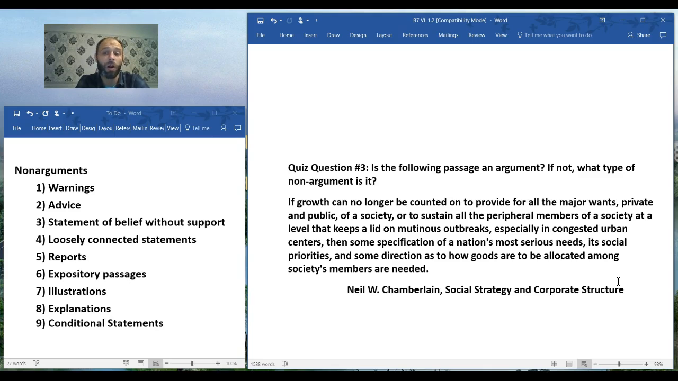So again, if that's an argument, all you have to tell me is it's an argument. If it's a non-argument, then you'll have to specify what type of non-argument it is. So you can look at the list down here to the left, and you would tell me which type of non-argument that is if it's a non-argument.